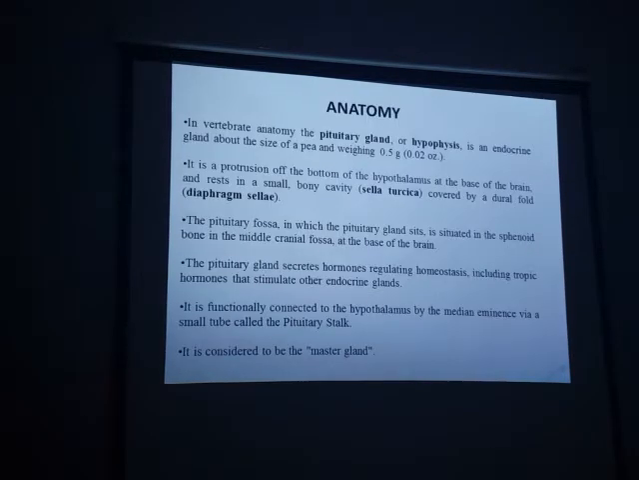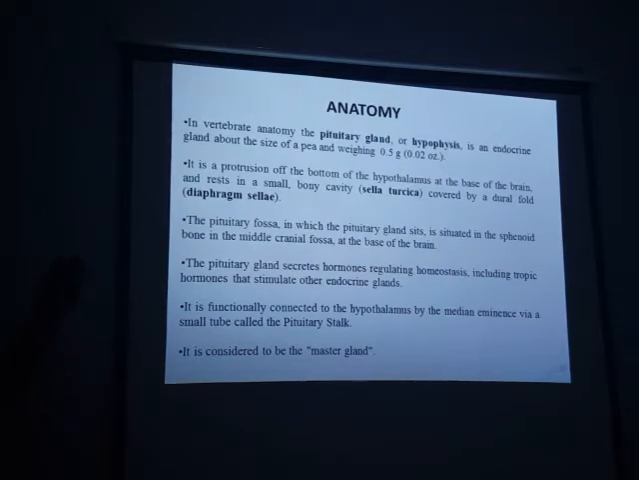So let's get into the anatomy. In vertebrate anatomy, the pituitary gland is also known as the hypophysis. What is the other name for pituitary? Hypophysis. Okay, so it's a small gland, weighing about 0.5 grams. Just 0.5 grams is the weight of the gland. It's a tiny gland, the size of a pea.